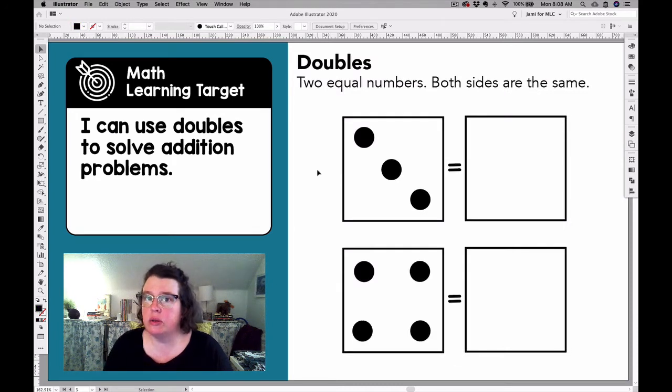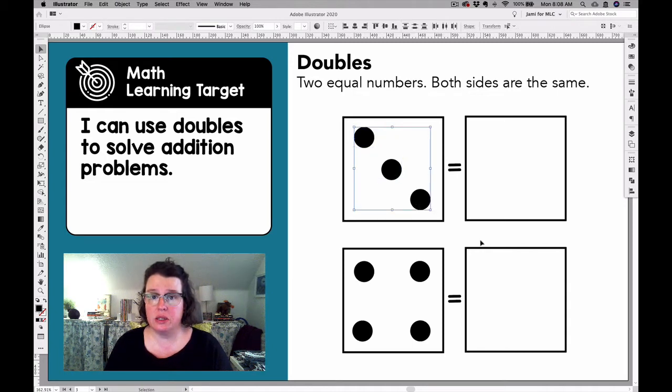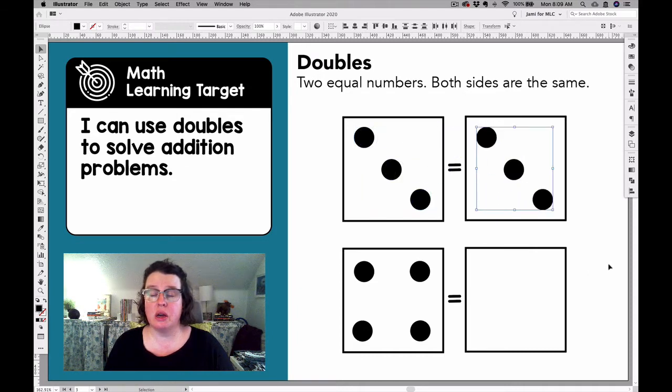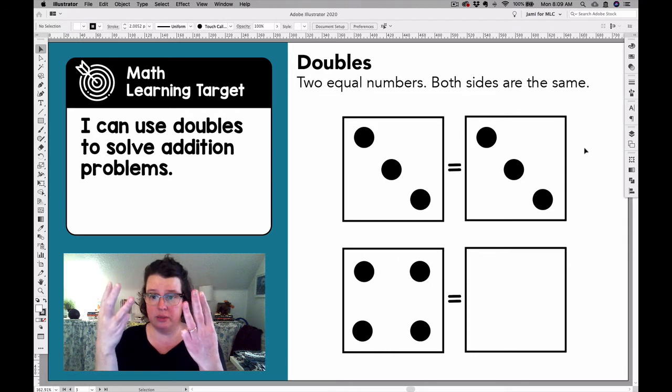Let's learn some more about doubles. Doubles are two equal numbers. It means that both sides are the same. So if I wanted to make a double right here, I know that I have 3 dots in this box. And if I put 3 dots in this box, 3 equals 3. I have a double. There are 2 3s.